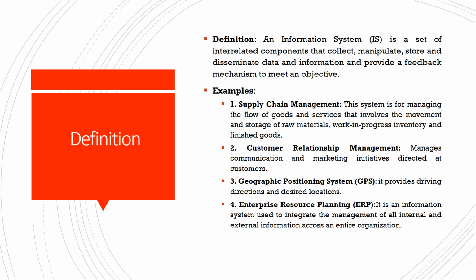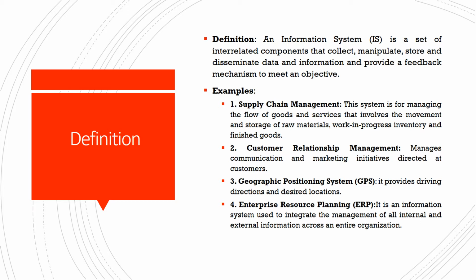IS stands for information system. It is a set of interrelated components that collect, manipulate, store, and disseminate data and information and provides a feedback mechanism to meet an objective. It is nothing but a complete project. That's what I want to say in only one word. If I want to say what an information system is, it is a complete implementation of any project that is available. You take a student project, student information system.